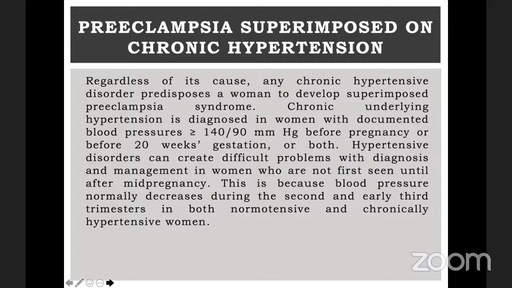Hypertensive disorders create difficult problems with diagnosis and management in women who are not first seen until after mid-pregnancy. This is because the blood pressure normally decreases during the second and early third trimesters in both normotensive and chronically hypertensive women.